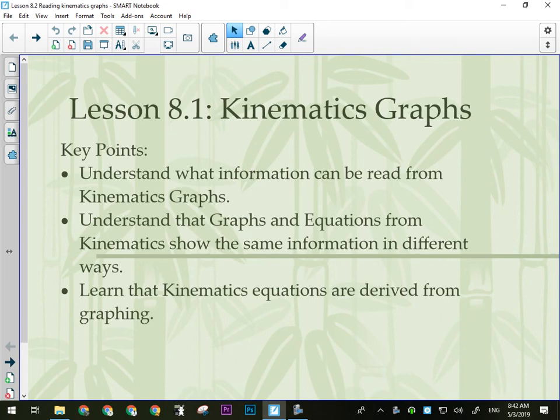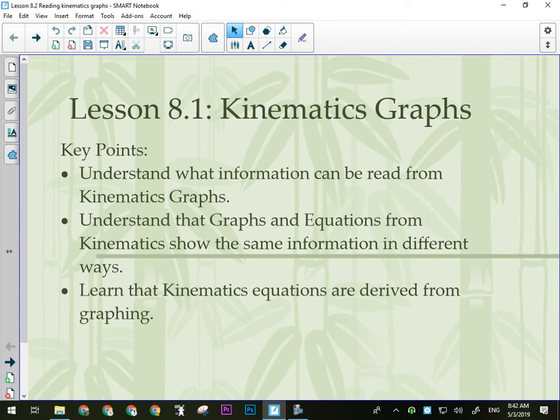So what we're going to look at today are some of the things that we can read off of a position versus time graph, and if we get to it, a velocity versus time graph. What kind of things can we calculate from a position versus time graph, and how are those similar to the formula that we've been using, that is V equals D over T? Okay, questions so far?